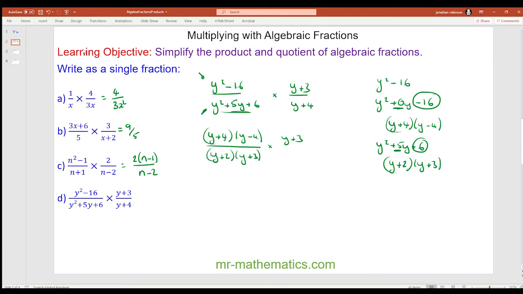And now we'll look for a common factor by cross simplifying. And you can see the y plus 3 here will cancel with this one. And the y plus 4 here will cancel with the y plus 4 in the denominator of the other fraction. So this will go, and this will go, this will go, and this will go. What I mean by that is they divide by each other to make 1. So we are left with y minus 4 over y plus 2.